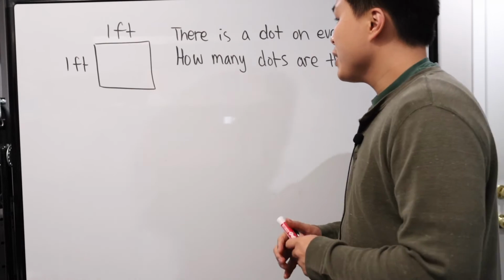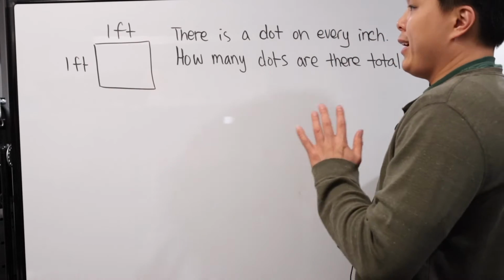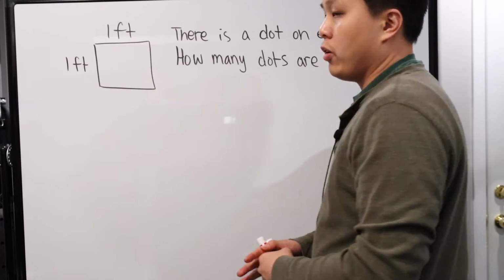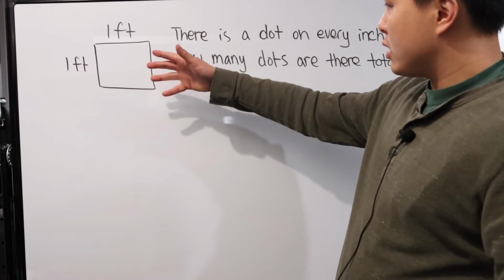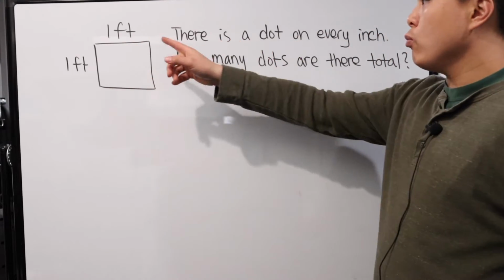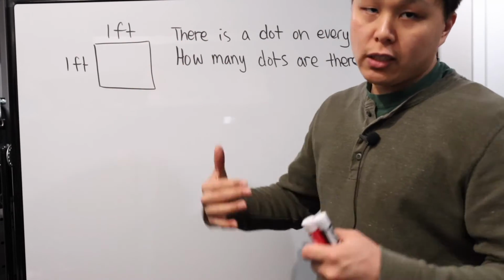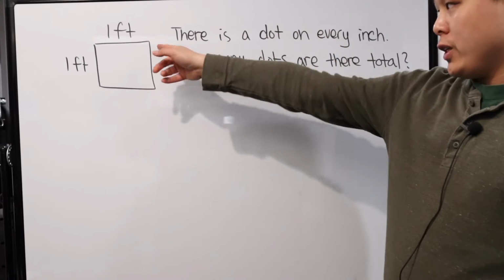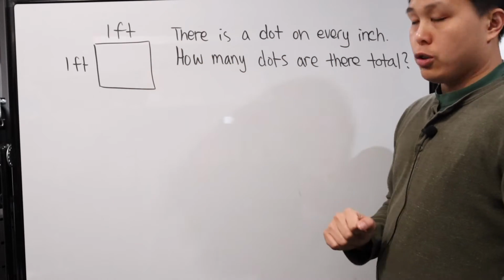Now here's another problem that dupes a lot of people. We have a square which is 1 foot by 1 foot, and usually similar problems are some square or rectangle with some way of including either dots or fence posts or whatsoever. Basically, there is a dot on every inch. How many dots are there total?